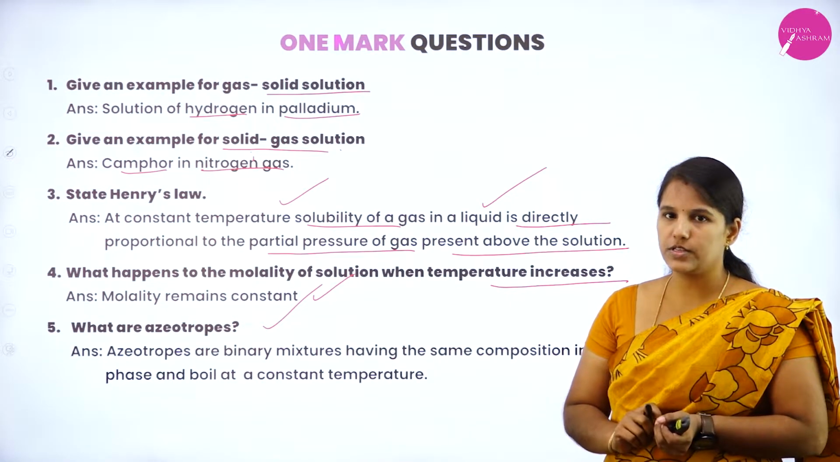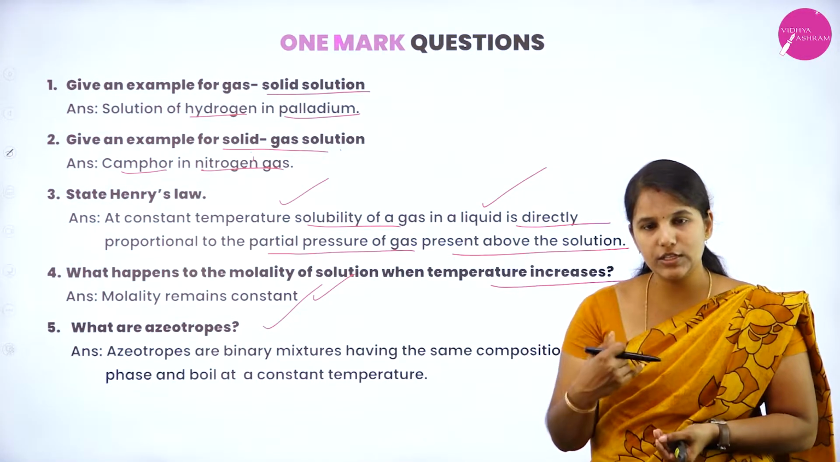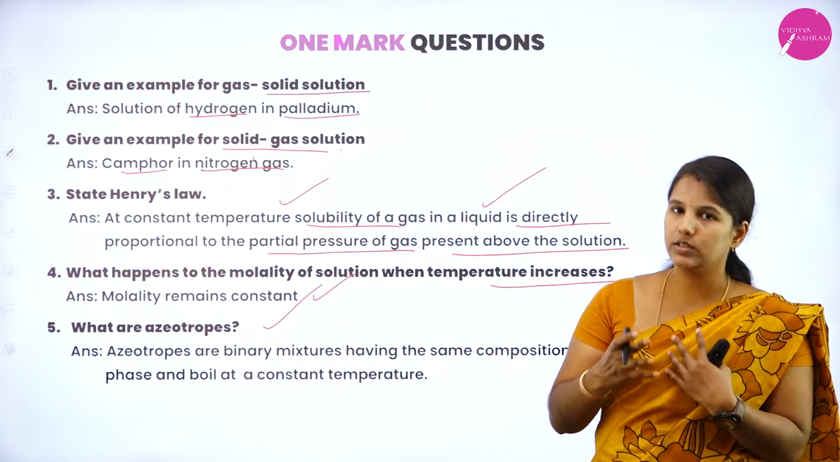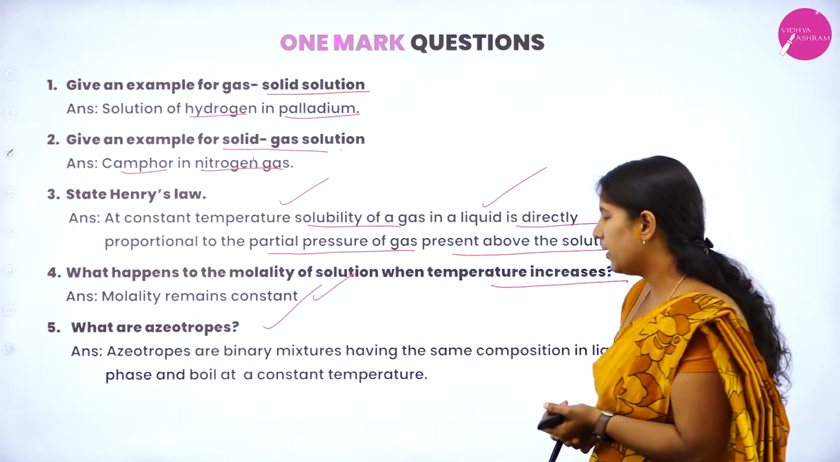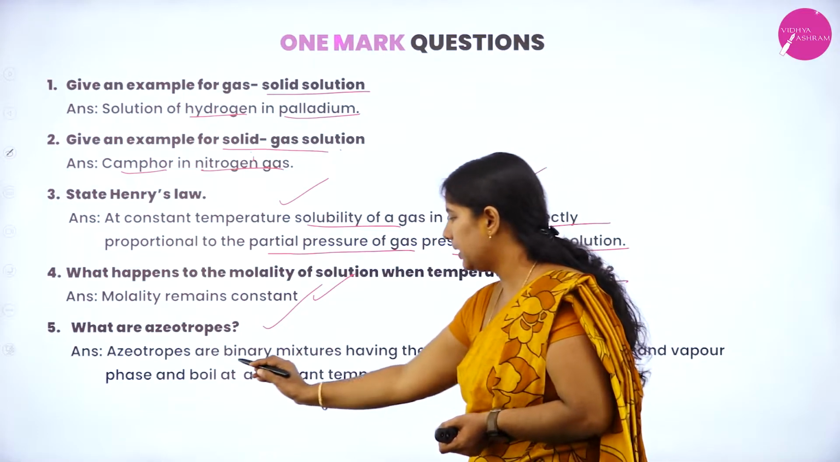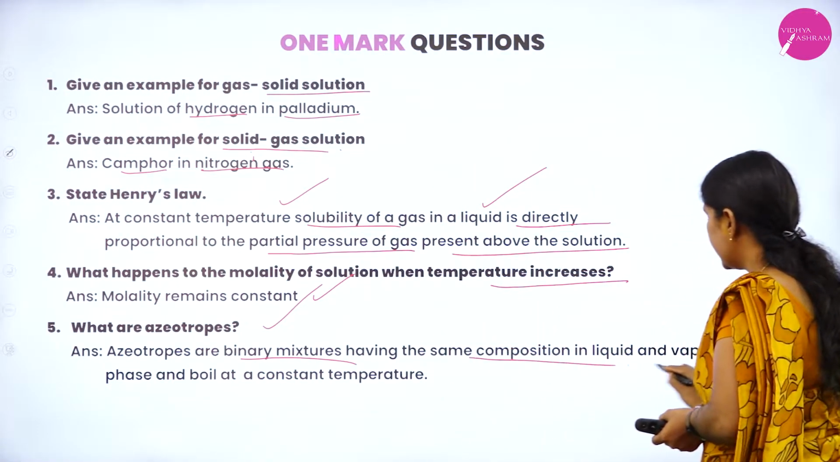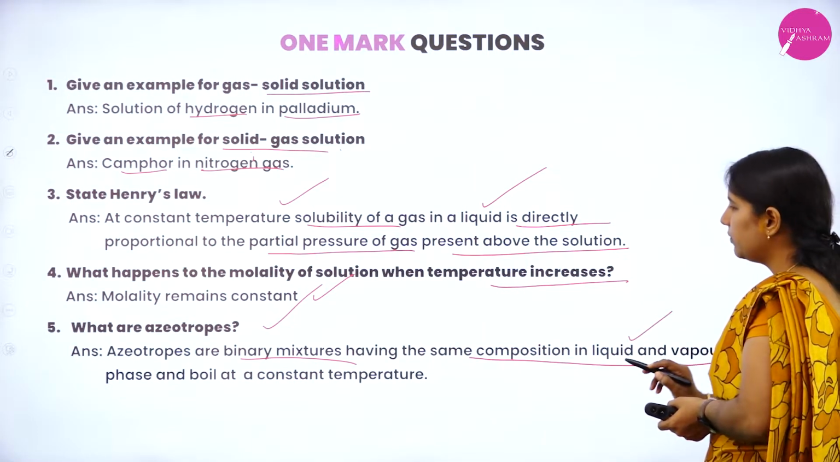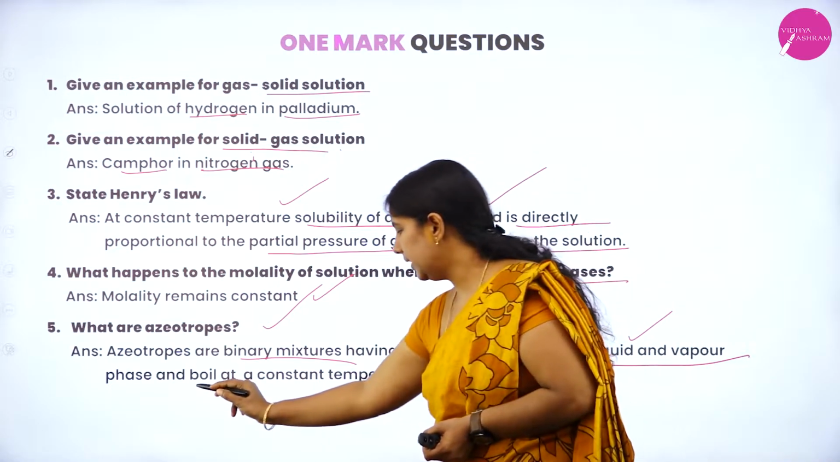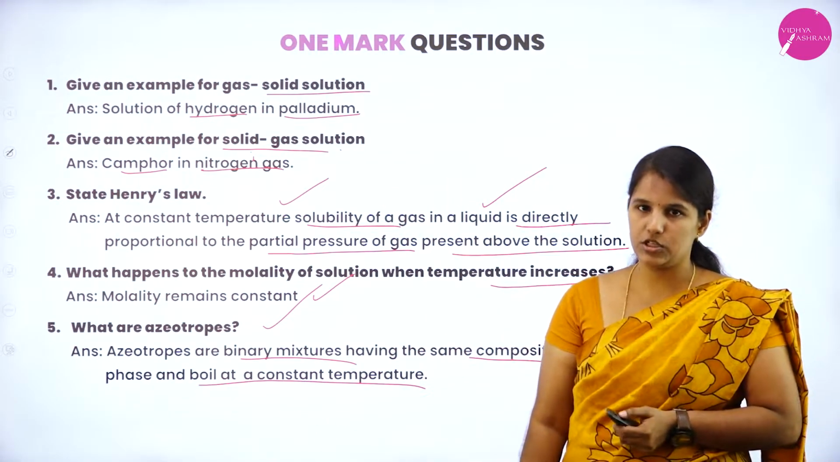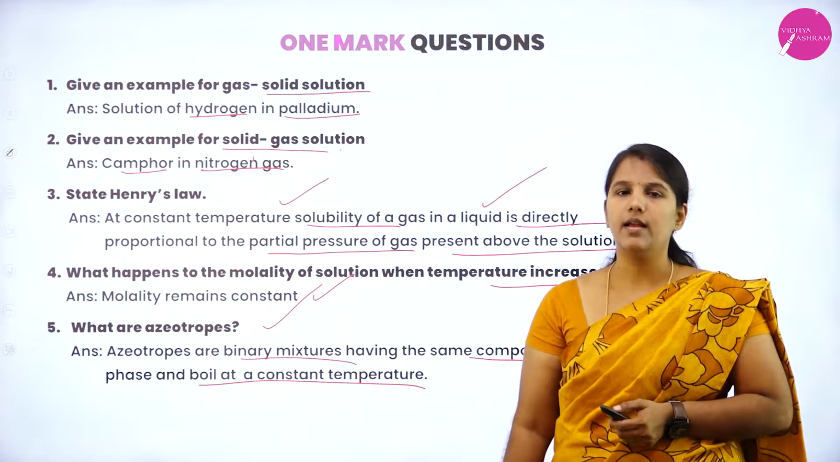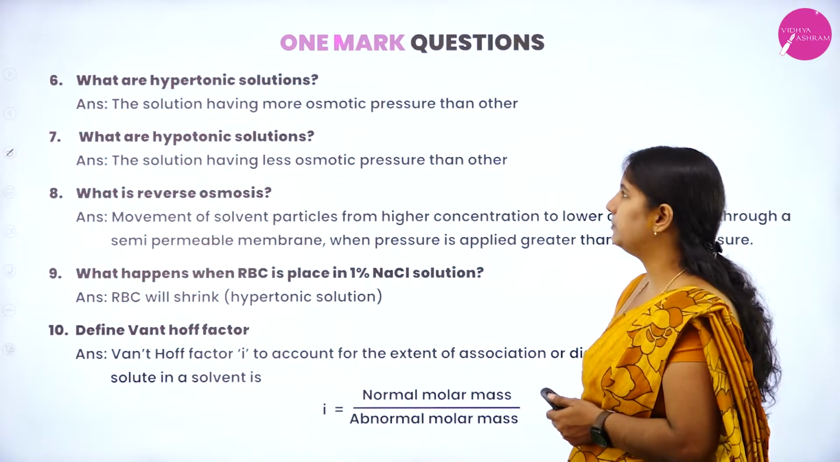What are the types of azeotropes? Give an example for each type; they can ask with a twisted manner for your board exam. Azeotropes are nothing but binary mixtures which have the same composition in the liquid and vapor state but boil at constant temperature. Such mixtures are said to be azeotropic mixtures.